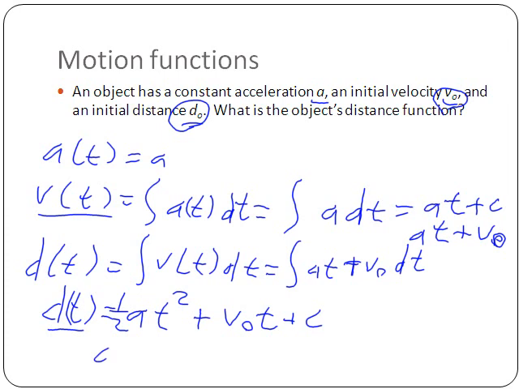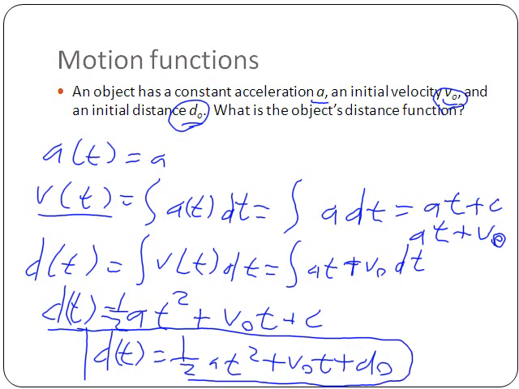Now since we're talking about a distance here, my initial distance is d naught, and so my distance function, d of t, is equal to 1/2 a t squared plus v naught times t plus d naught. That's my answer. Have you seen that before? That is the distance equation we came up with. This distance equation is a simple consequence of doing calculus with an original acceleration a, an original velocity v naught, and an original distance d naught. We can get that same answer that we've been relying on using this method.